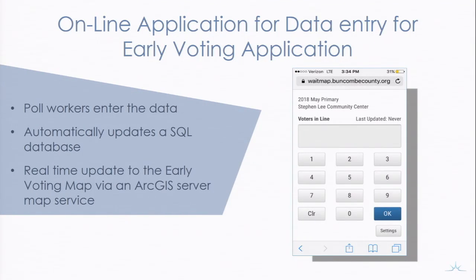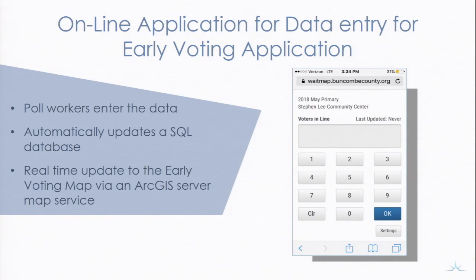The next thing is the app that we developed for the poll workers to enter the waits themselves. And so we had to make this really simple. The average age of poll workers is over 65, and so it needed to be simple. And we definitely achieved that. It was easier than the texting that they had done before. It just looks like a calculator.